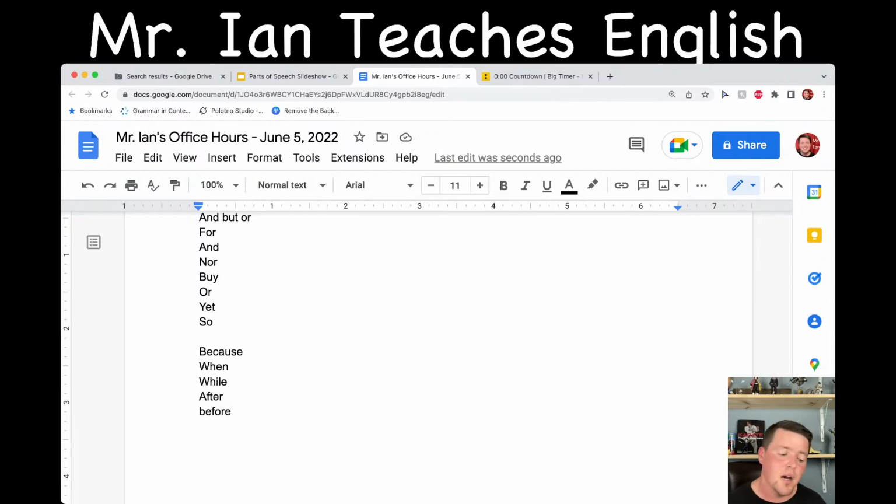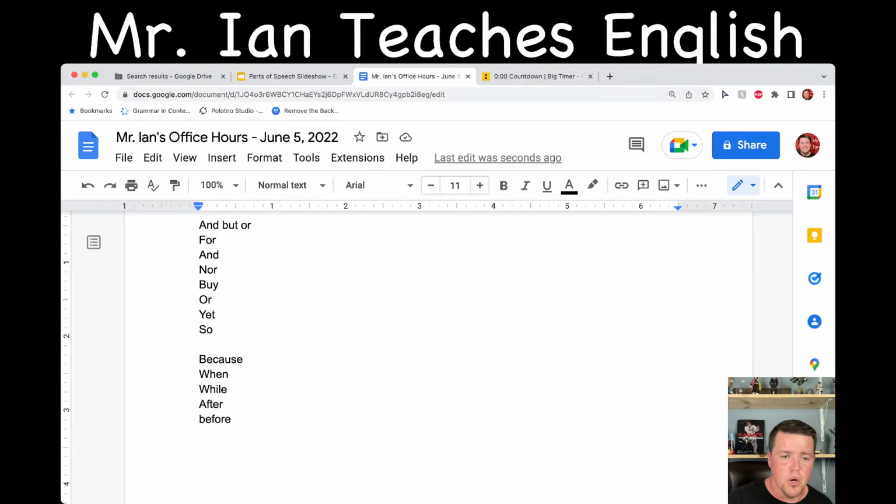Now, I discussed commas a little bit earlier, and just know that you do not use commas with most of these. You will use commas with these, but they're special. We call those the coordinating conjunctions, and they're used to create compound sentences.